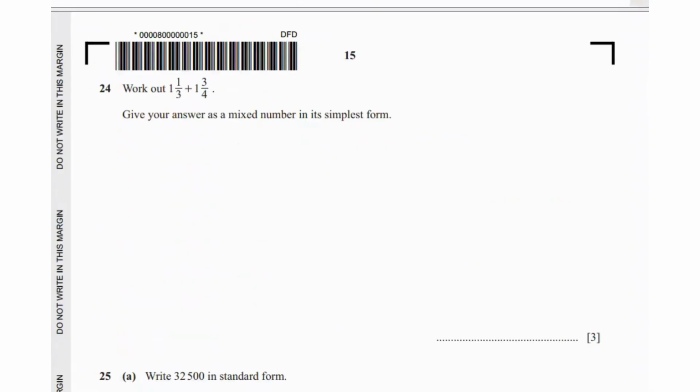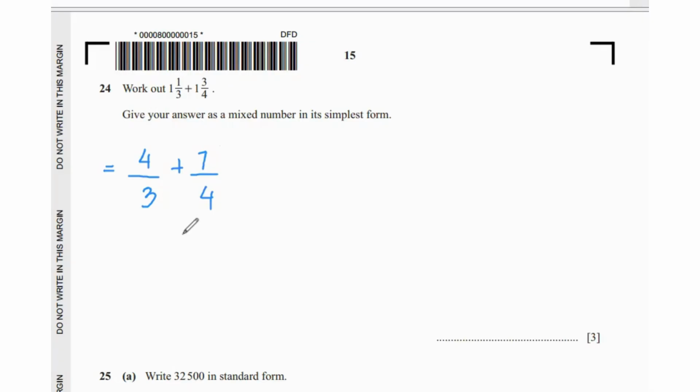Then work out 1 whole number 1 over 3 plus 1 whole number 3 over 4. We have 2 mixed numbers being added. So first, let's convert the mixed numbers into improper fractions. For that, you multiply the denominator with the whole number and then add the result to the numerator, which means 3 times 1, which is 3, plus 1, 4. So 4 over 3. In this entire process, the denominator remains the same. What changes is the numerator. So now again the same thing, 4 times 1, 4, plus 3, 7. So 7 over 4.